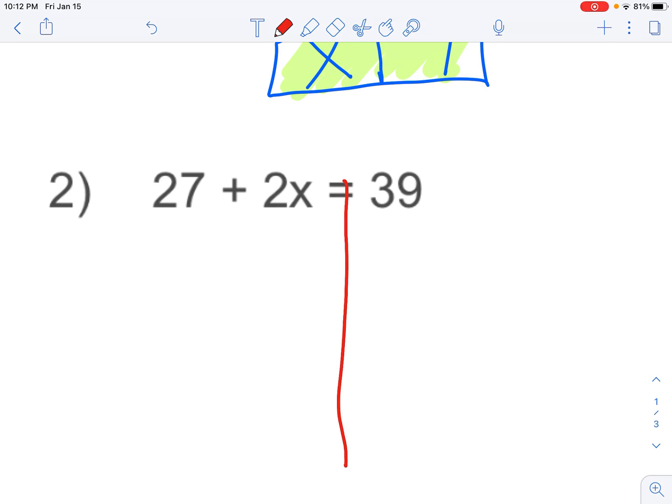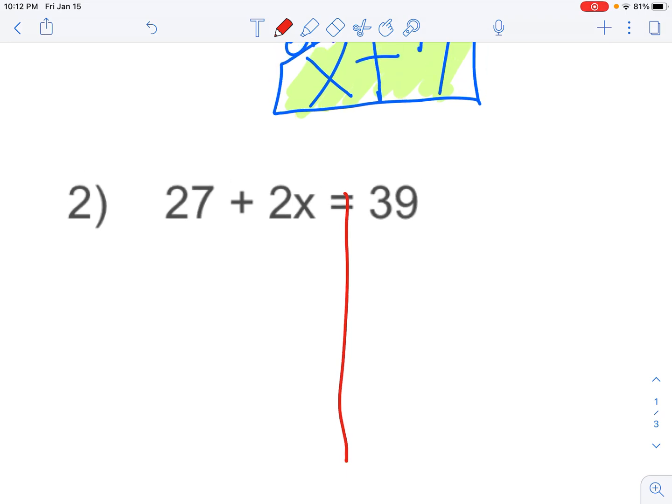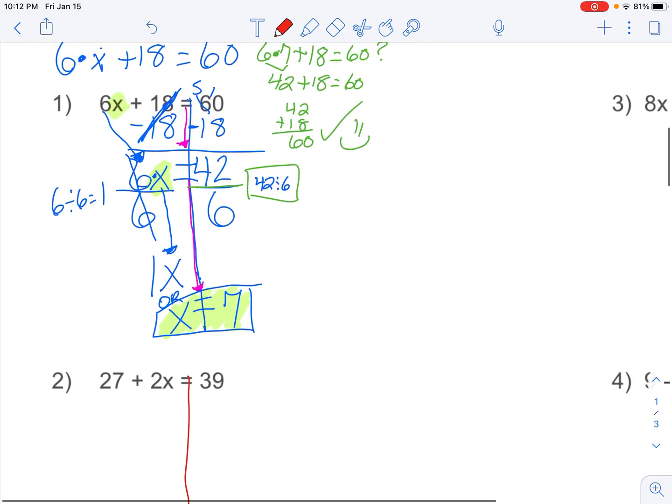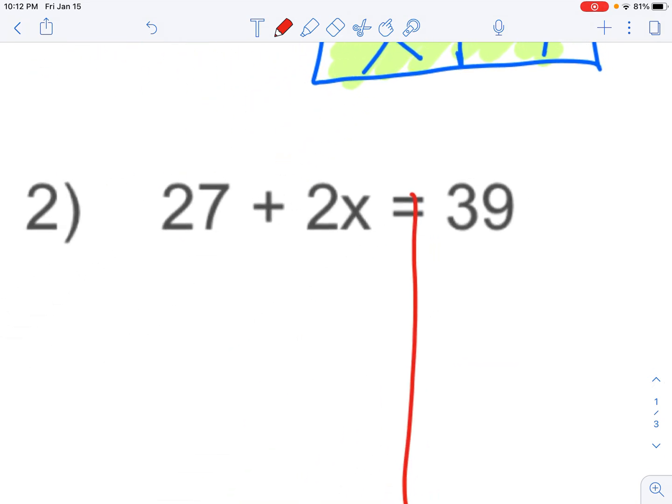Notice that my constant is now first in my equation. Before, I had my coefficient plus a constant. Now I have a constant plus a coefficient. So it looks a little different. In this problem, I see addition. I see this positive 27, this constant of 27.